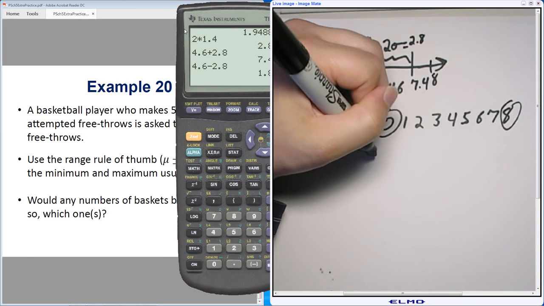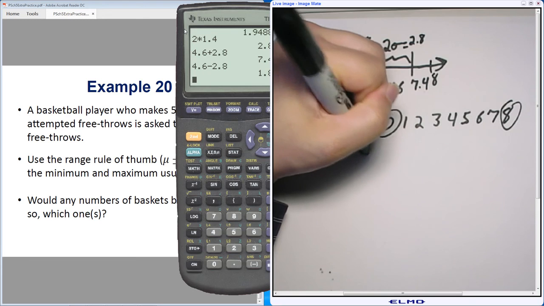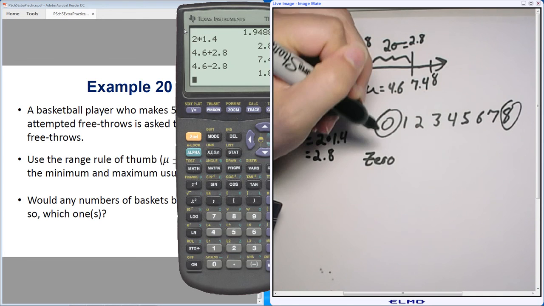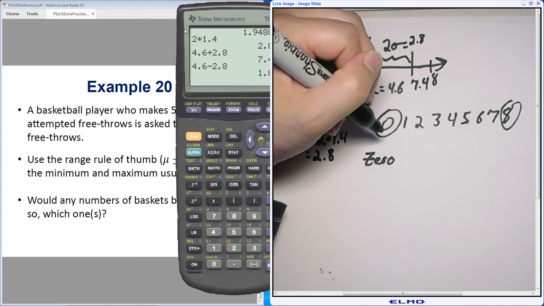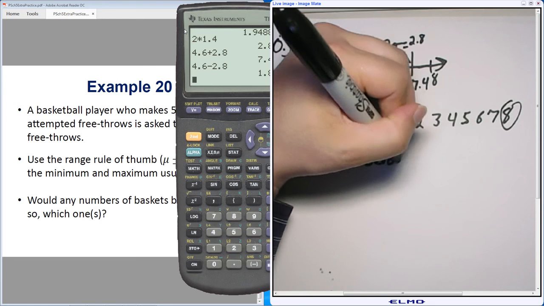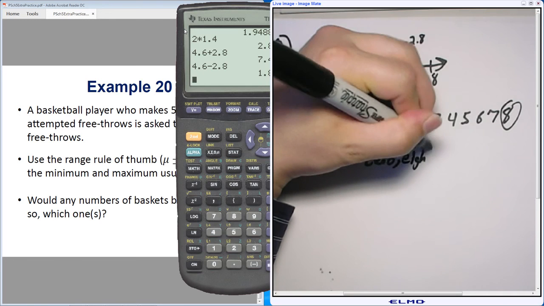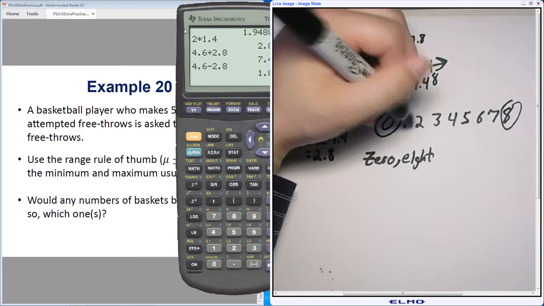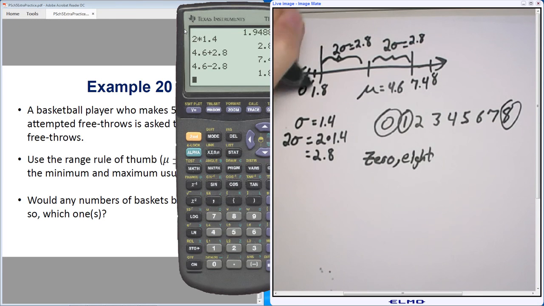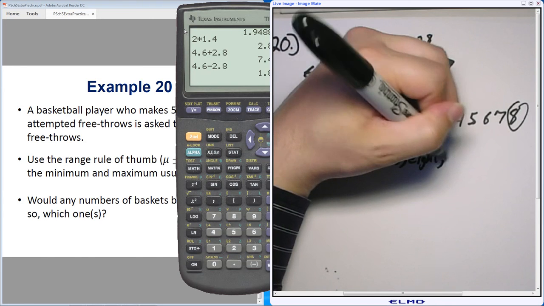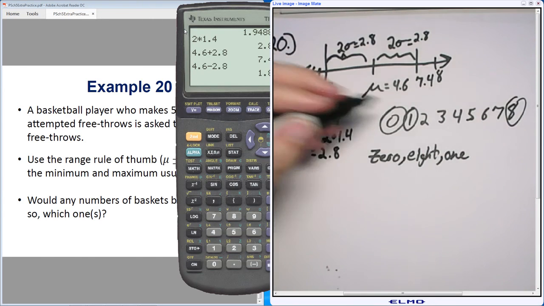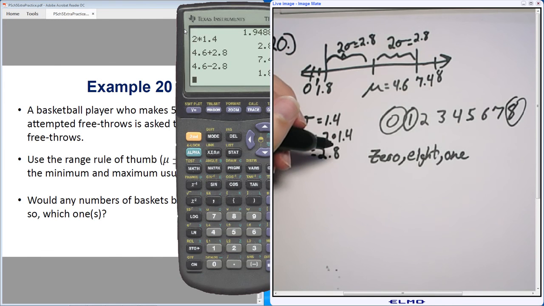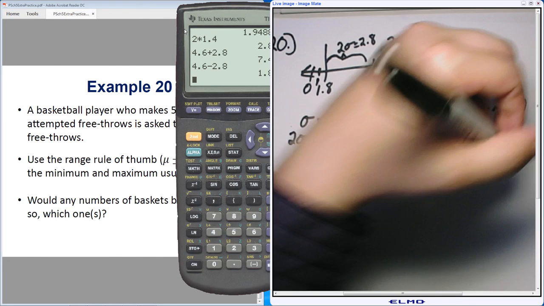So 0, 8. Oh, there's one more. Below 1.8, 1 is below 1.8. Right there. 1's going to be right in there. So 0, 8, and 1. Almost missed that one. 0, 8, and 1 are all going to be unusual.